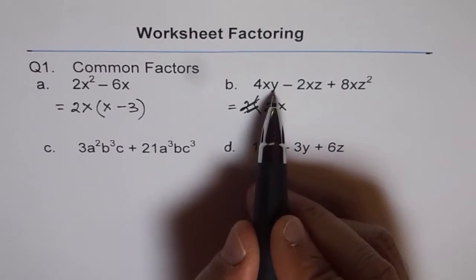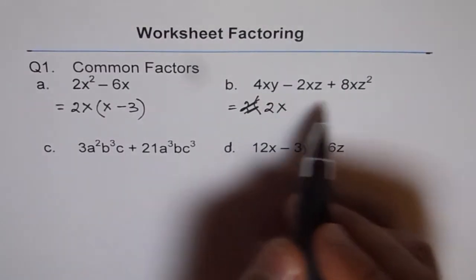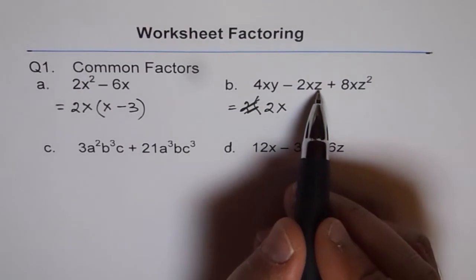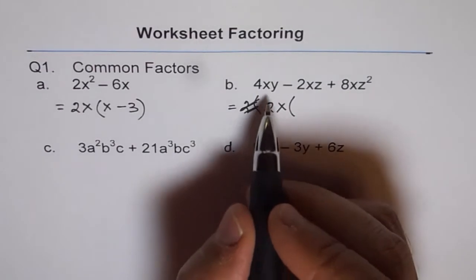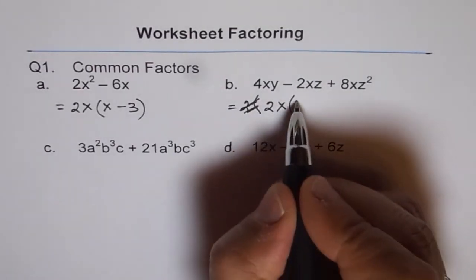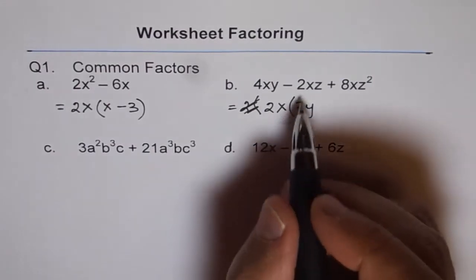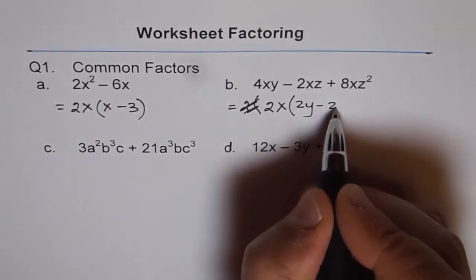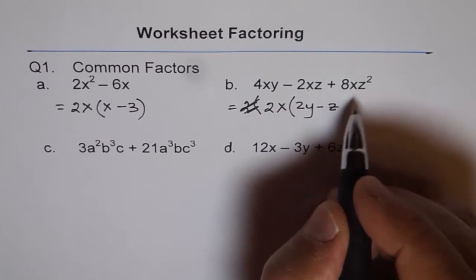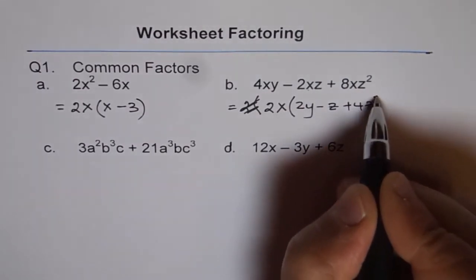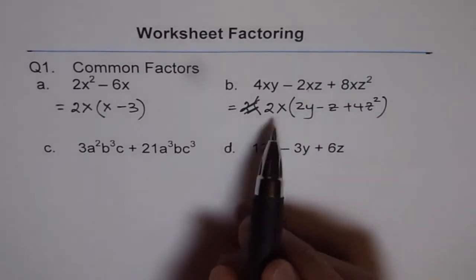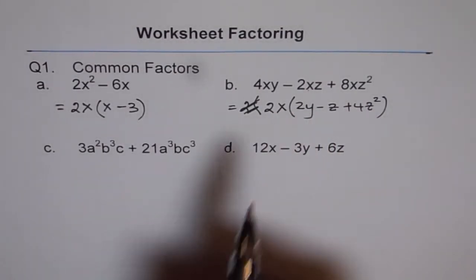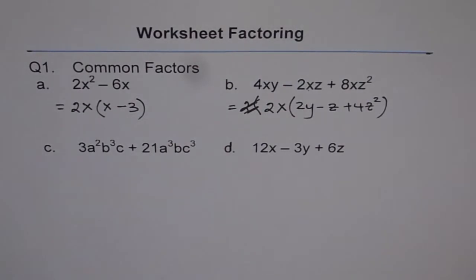How about y's? We have y here only, nowhere else. So nothing else is common, right? Z is only common between these two, but not in all. So we'll take 2x common and we're left with, we divide everything by 2x: 2y in the first case. If I take 2x common, minus z in the second, and 2x common, so I get plus 4z squared in the third. That is the factored form, because you're multiplying something by the other, so it becomes factors.